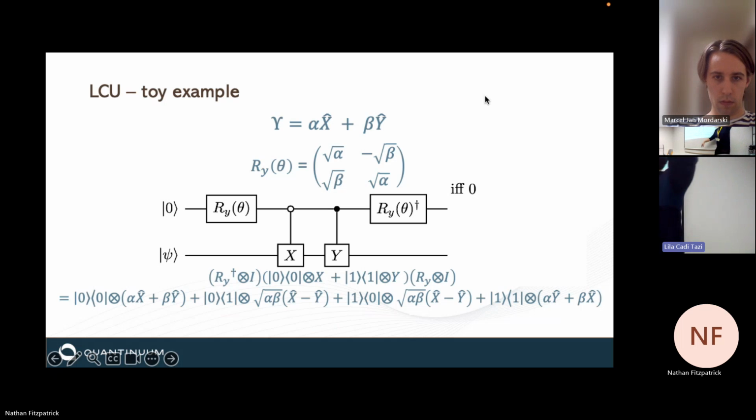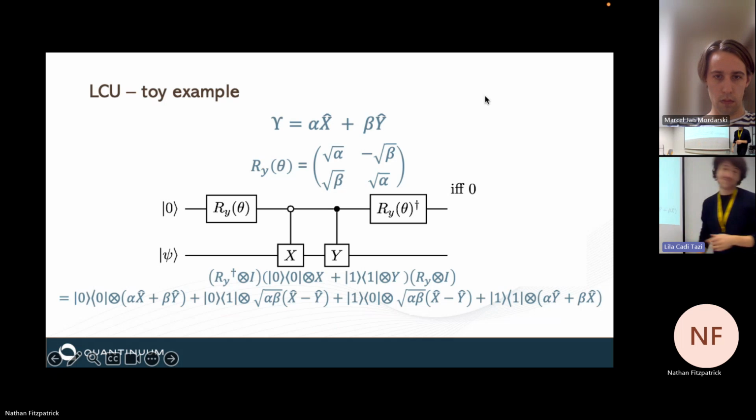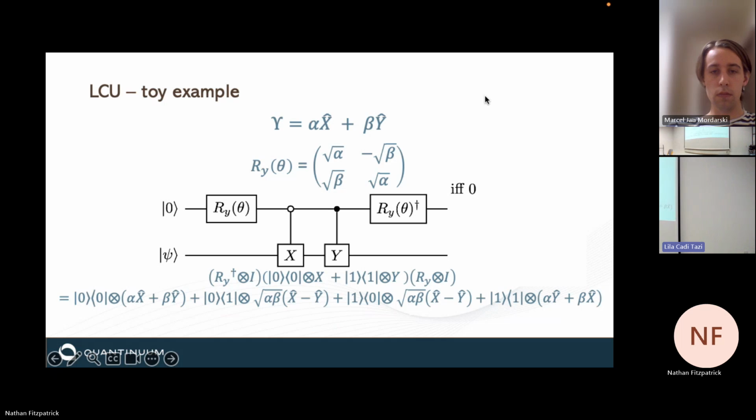prepare register. I need a pointer. Yeah, so that RY is acting on the prepare register, and then the tensor product with I is acting on the state register.